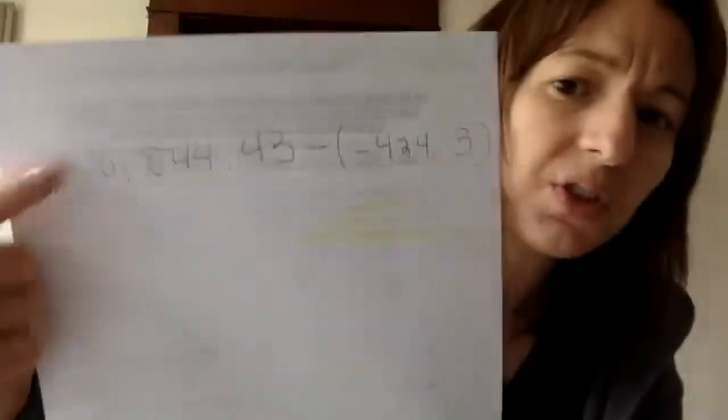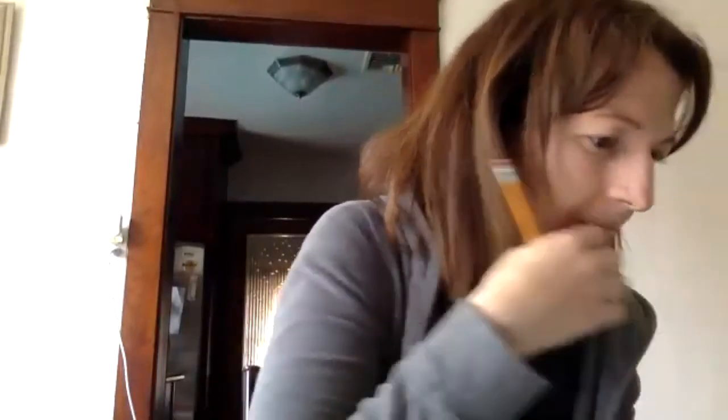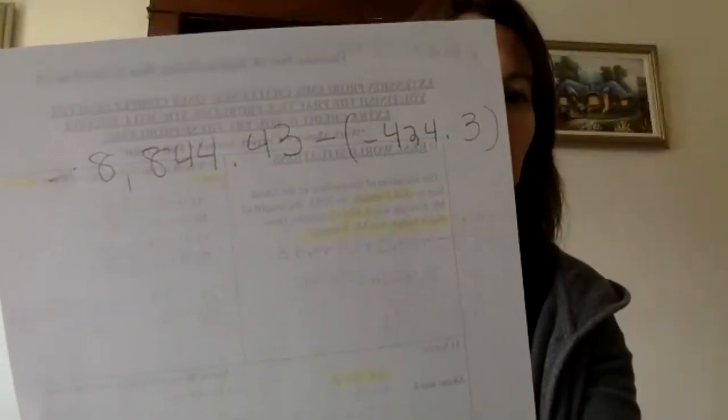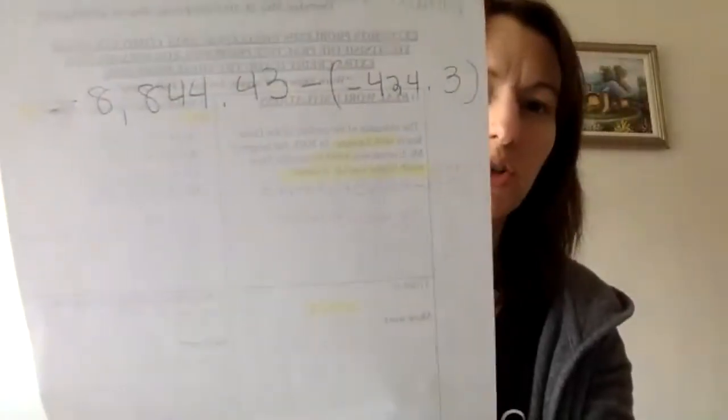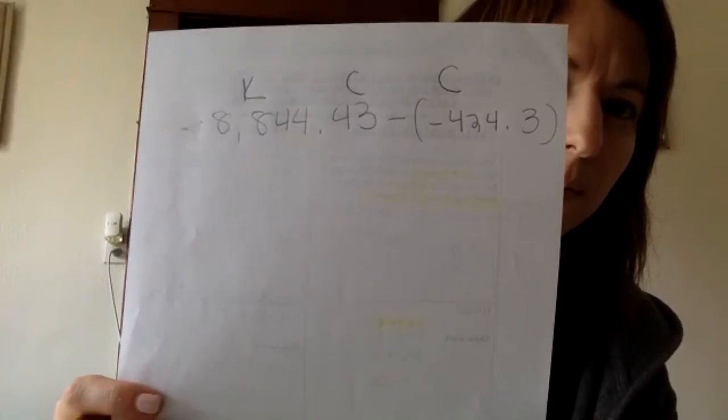Here we go. So this is for number 1. Oh wait, no, it's not. Hold on. Wait, we're on page 13, right? Yeah, sorry, it should be 8,844.43 minus parentheses, negative 424.3. Now you're going to do keep, change, change. KCC, folks, KCC. You think you can handle it from here, or you need more help?